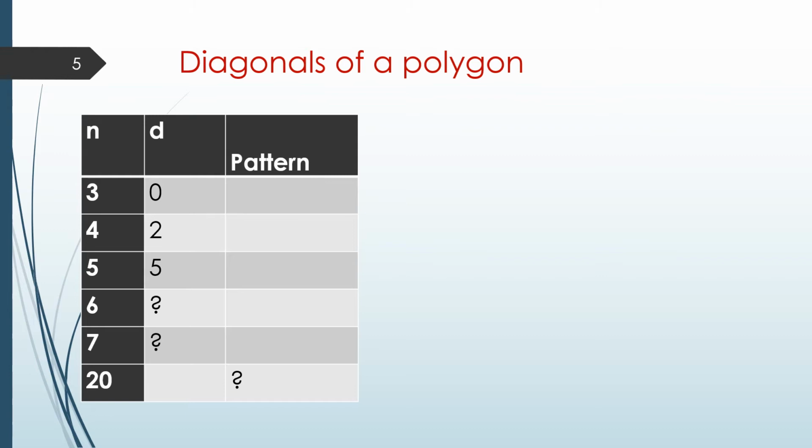So what will it be when N is equal to 6? For a hexagon, what will be the number of diagonals? Or for a heptagon, what will be the number of diagonals? And if it is a 20-sided polygon, following the pattern, how will you find the number of diagonals?